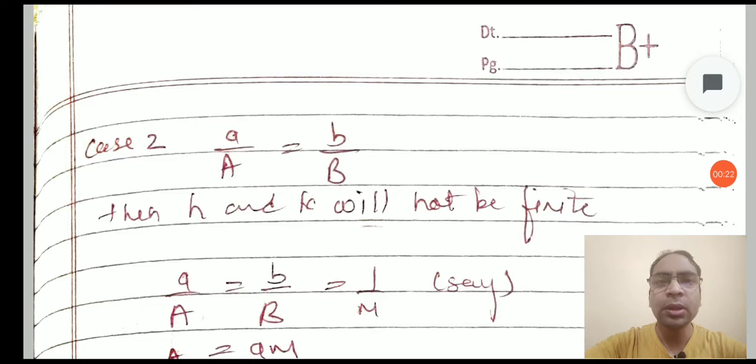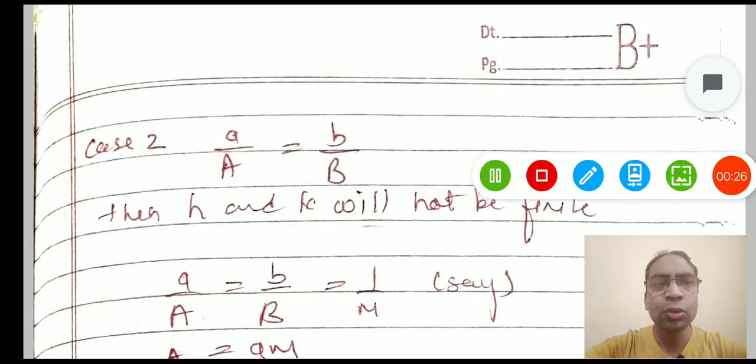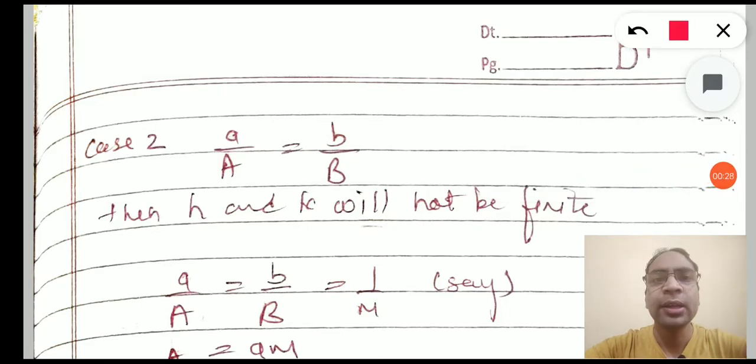So if you remember in the type of the homogeneous differential equation, the case 2 can be recognized by seeing this ratio: whenever a upon A is equal to b upon B, just opposite to the previous case 1 where it is not equal. So in this case, if a upon A is equal to b upon B, then the second case will be applied. So let's see what we'll do when the second case applies.